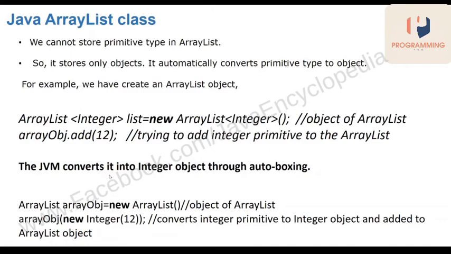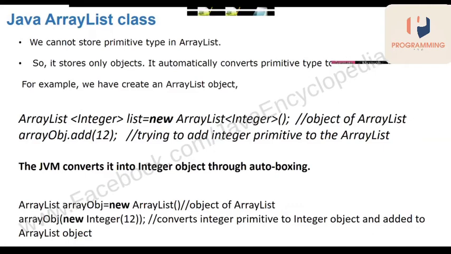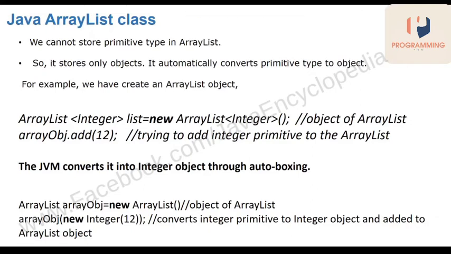You can go and read about the difference between boxing and unboxing. Make a note of this. What do you mean by boxing and unboxing? Now, if you see another example, you add a primitive integer, and again it is converted into an object. By default, it is doing that.